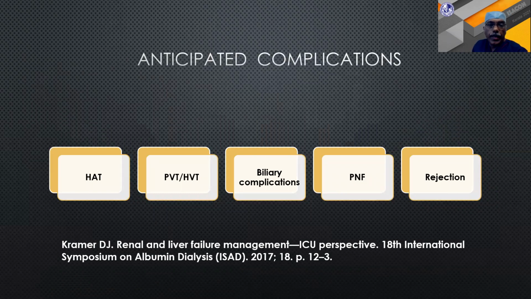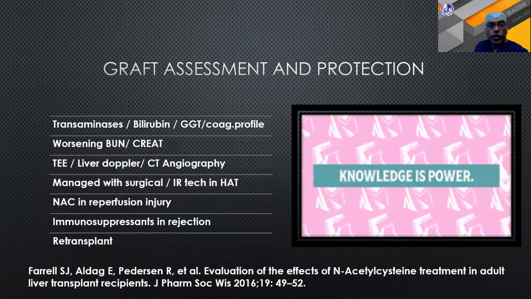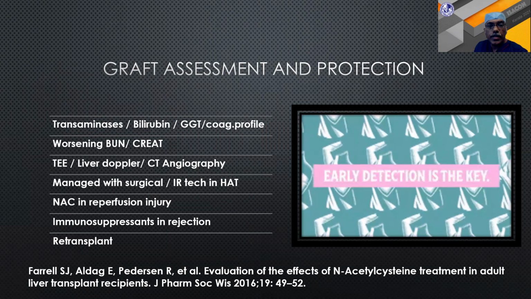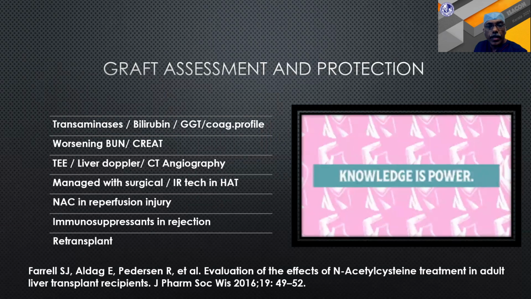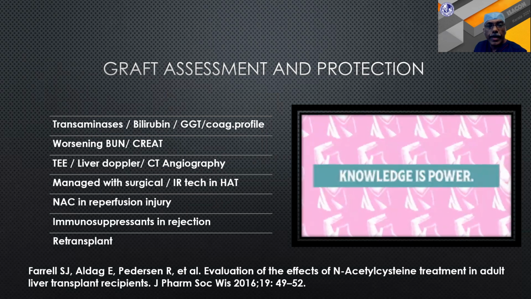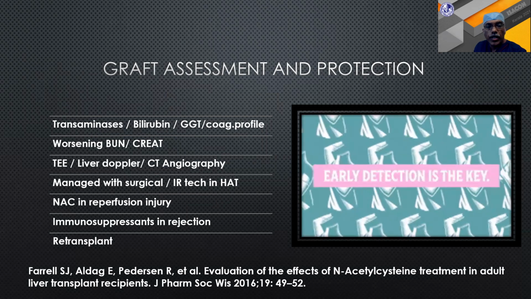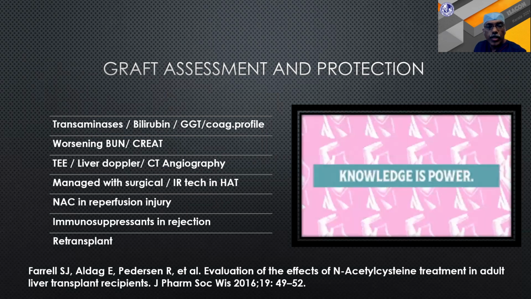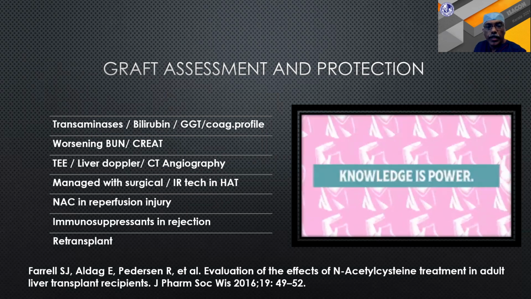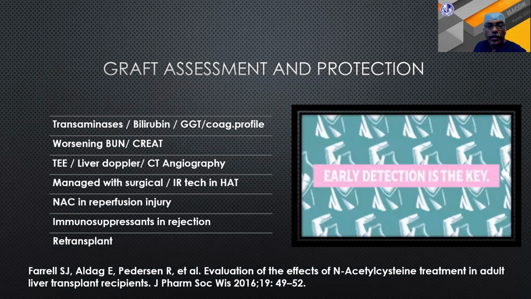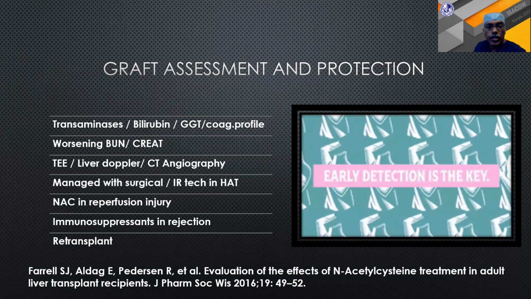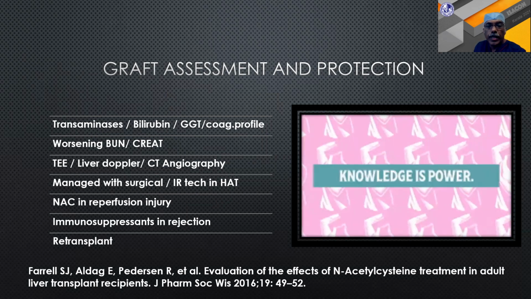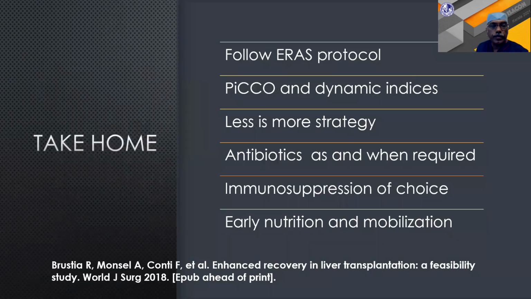Coming to the anticipated complications like hepatic artery thrombosis, portal vein thrombosis, hepatic vein thrombosis, biliary complications, rejection, and so on. The graft assessment and protection should be done by sending transaminases, bilirubin, GGT, and coagulation profiles. Worsening BUN and creatinine also give us an idea about the graft assessment. Liver Doppler and CT angiography confirm the graft assessment, and it could be managed with a surgical or IR technique in the case of hepatic artery thrombosis, NAC, N-acetylcysteine for reperfusion injury, and immunosuppressants in rejection, and sometimes it may end up in retransplant.